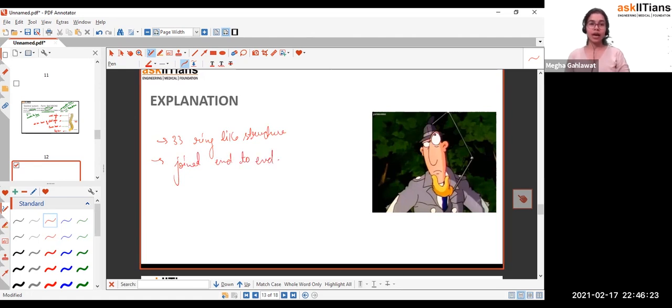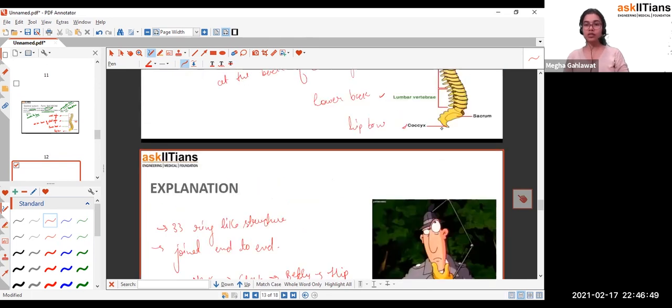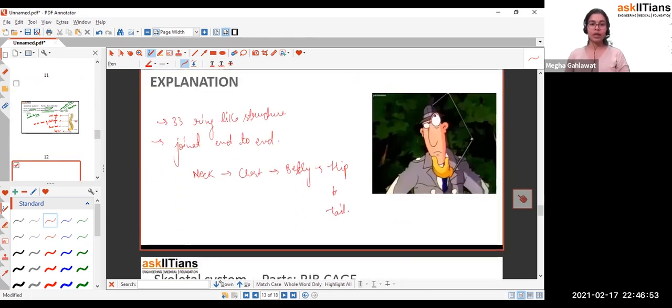Now, apart from that, the backbone has about 5 regions, which I've just told you about. It has the neck, the cervical part; the chest, the thoracic part; the belly, the lumbar region; and then it has the hip, which is the coccyx region, and also a tail. The coccyx region, which is present right here, has both the hip and the tail part, okay.